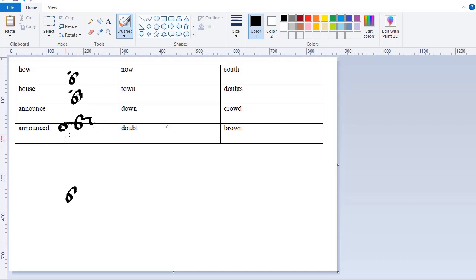Okay. Next, we have announced. So, we have A, and then we have announced. Is it T or D? Okay, so, kung paano ninyo narinig, kung T or D, yun yung i-transcribe ninyo. Okay, announced. It's T. I think it's T.